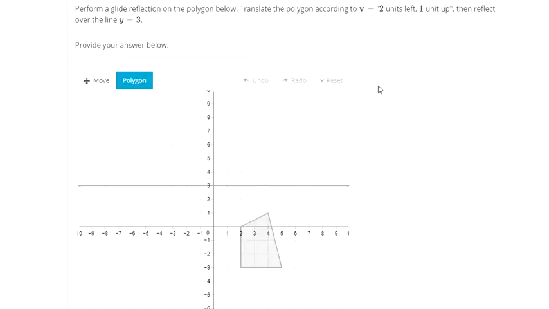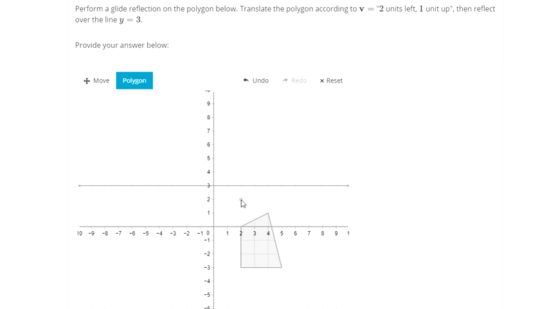This one's 2 units left, 1 unit up. So let's focus on the highest point. I'm going to move that highest point 2 units left, 1 unit up. So there's our dot. And I notice I'm not doing the reflection yet. I'm going to take care of that in just a second. Okay, so there's that top right point. I moved it 2 units left, 1 unit up.